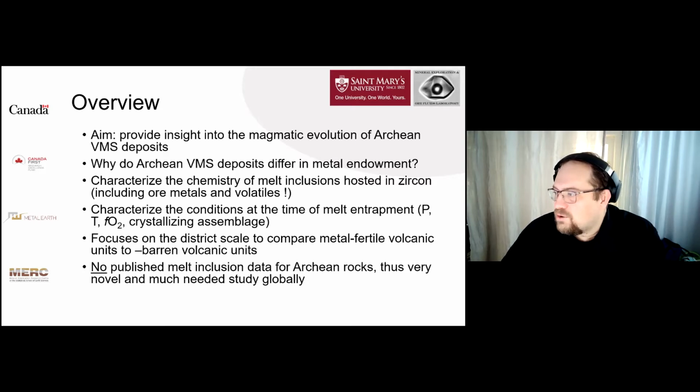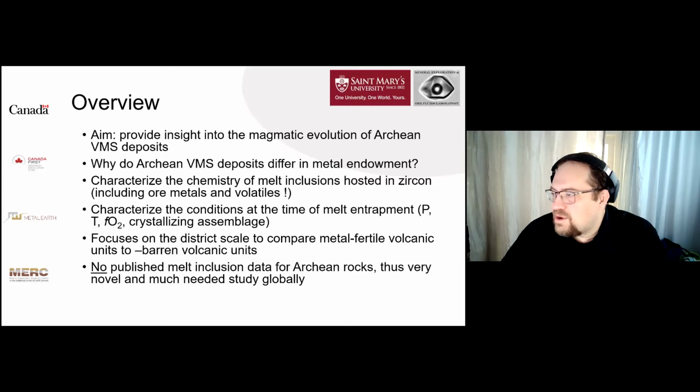And we're going to be not only characterizing the ore metal contents of those melt inclusions, but also volatiles. In addition to that, we're going to use mineral chemistry, and combining that with the melt inclusion data, the mineral chemistry is going to inform us about the conditions at the time of melt entrapment. So at what depth and temperature were those melts trapped in the Earth's crust? What type of specific crystallizing minerals were growing from that melt at the time of entrapment, as well as how oxidized those magmas are going to be.